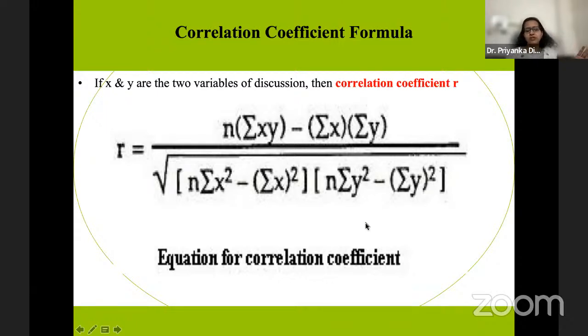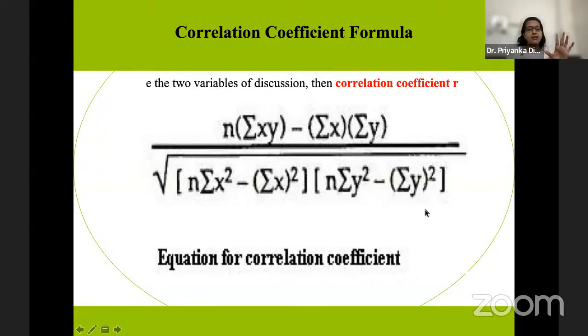Don't worry about this formula. Online there are a lot of calculators available. You have to just put the values of X and Y, you will get the answer. Okay? But in which condition, which type of variable we are going to use, it's your job. You have to identify whether we should apply chi-square or whether we should apply the correlation technique.